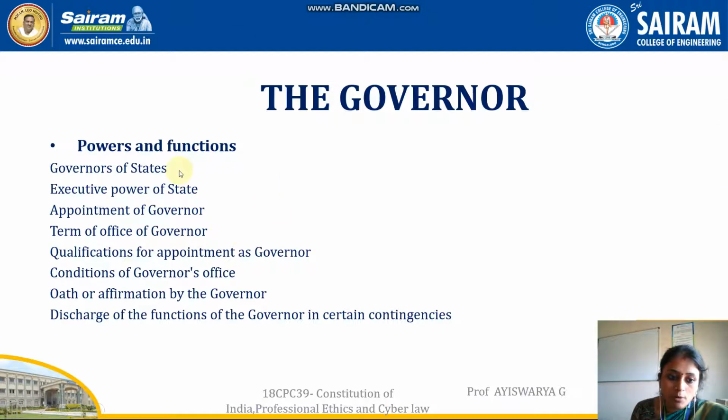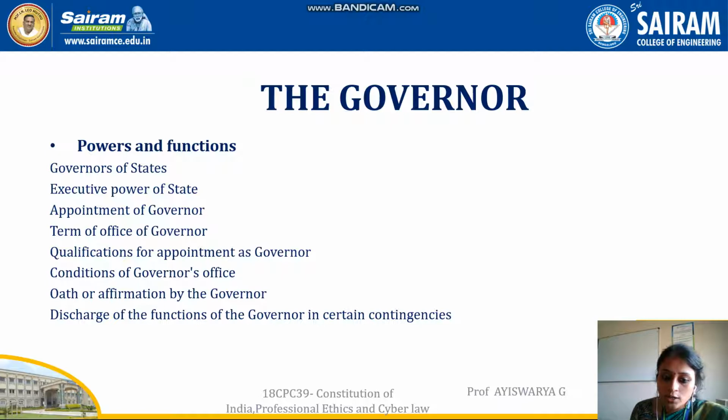The next one is term of office of governor. Article number 156 comes under the category of term of office of governor. It says the governor shall hold office during the pleasure of the president. So if the president allows, the governor can hold the office, and he can even address the president for resignation or anything, and the government will take care.